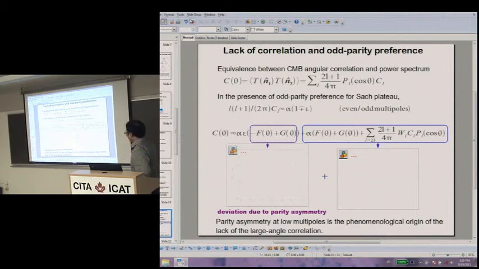I plotted this function here, and you multiply by some positive constant. If you add this, it leads to the suppression of the angular correlation at large angle. So we may say odd-parity asymmetry at low multipoles is in fact a possible origin of the lack of large angular correlation. But still, the fundamental explanation for this is unclear.